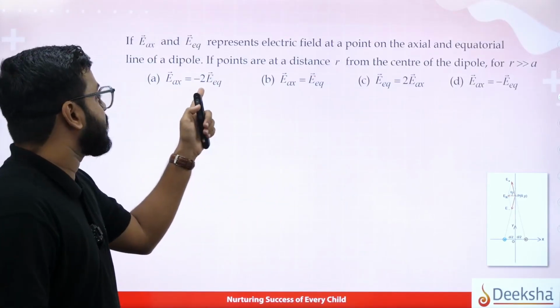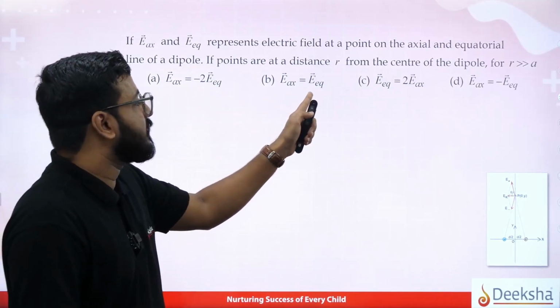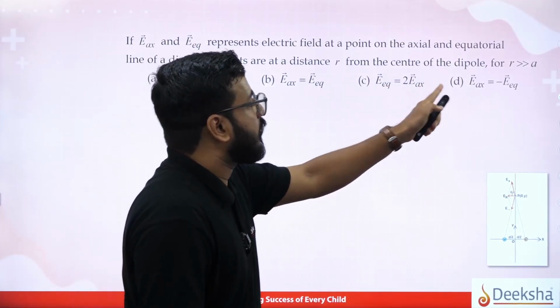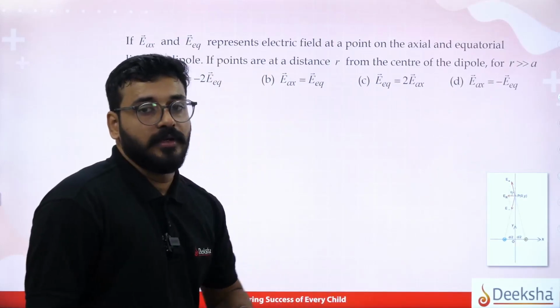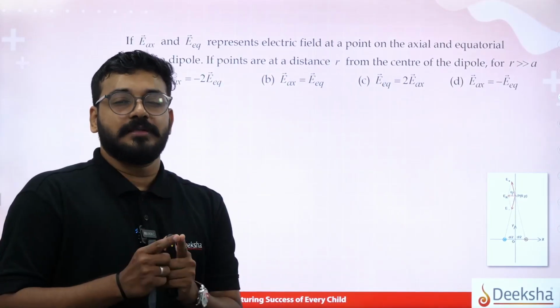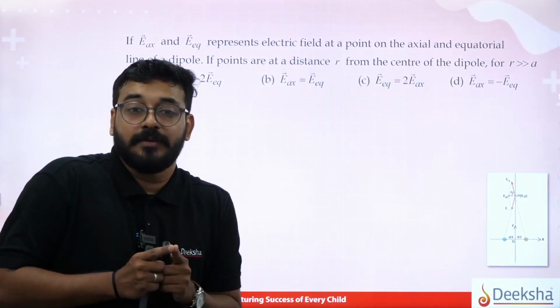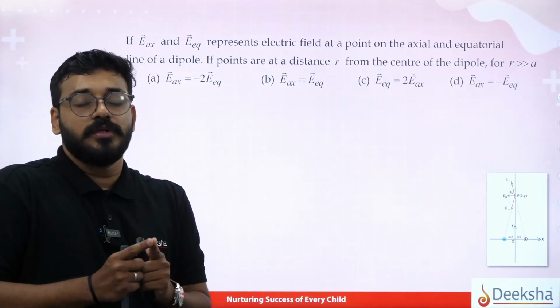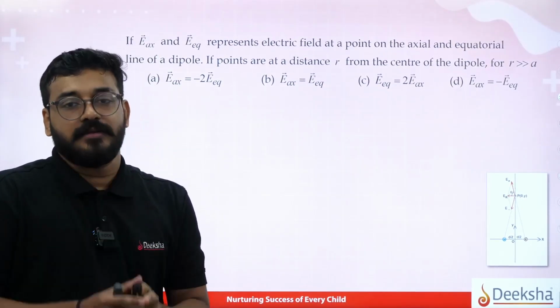So the options are: E axial is minus 2 times E equatorial, E axial is E equatorial, E axial is 2 times E equatorial, E axial is minus E equatorial. So quickly, don't take much time, it's a theory question, you have to solve it very soon. So take a pause and try to solve this.